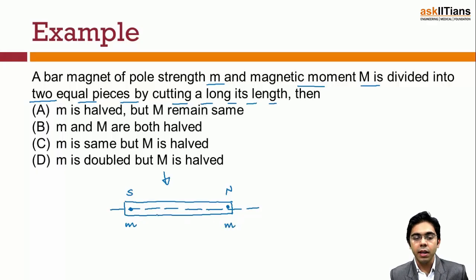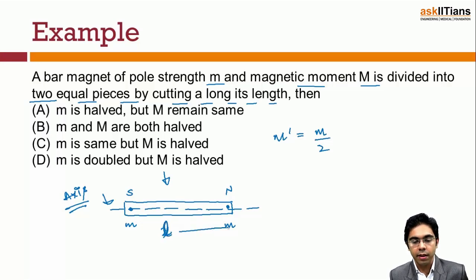So if we cut it along the axis, what are we going to get? The pole strength is going to get divided into two parts. The new pole strength m dash will become m by 2, and this length L is the distance between the two poles.